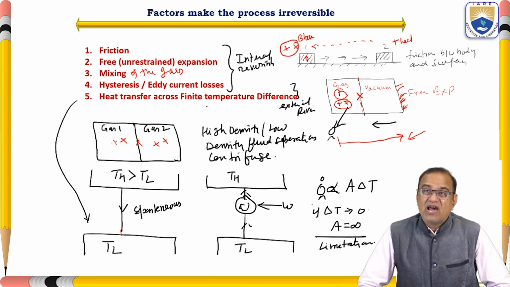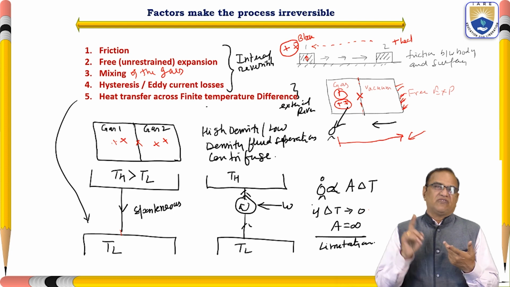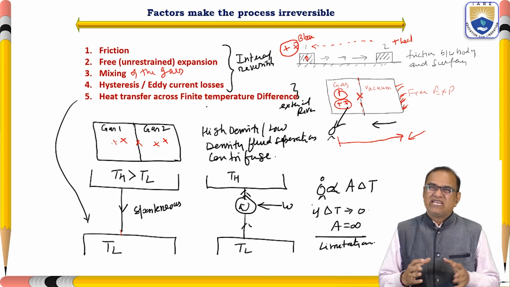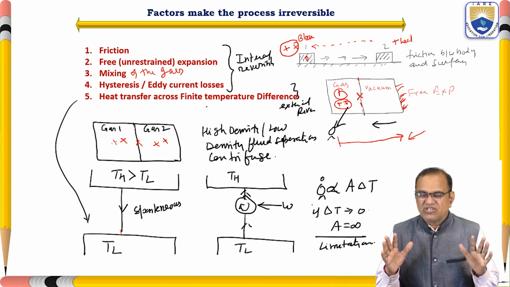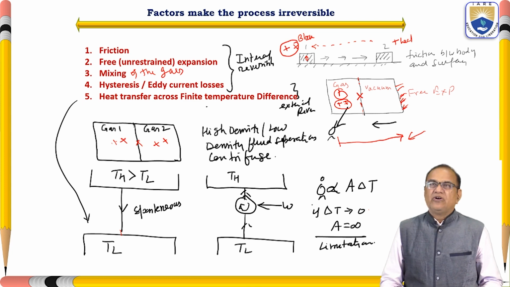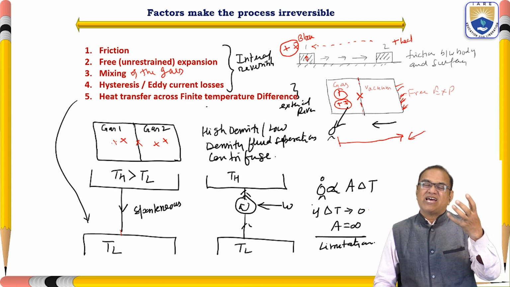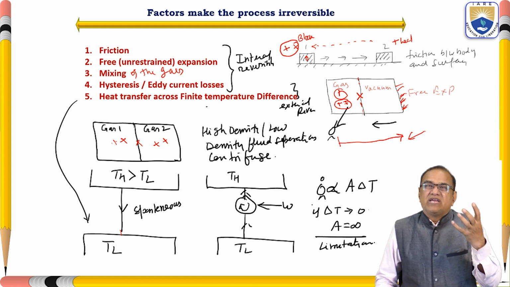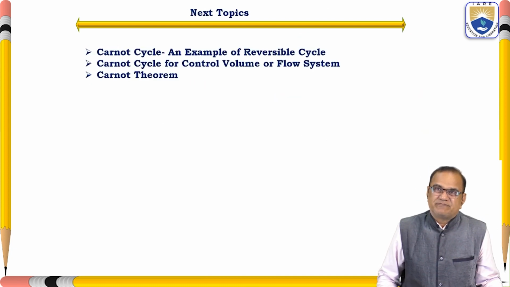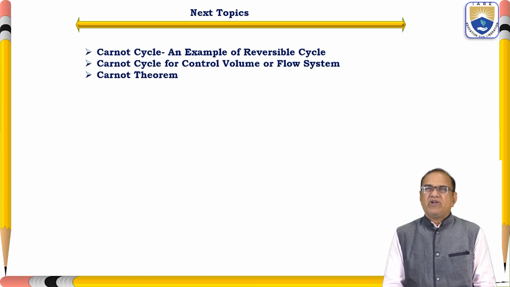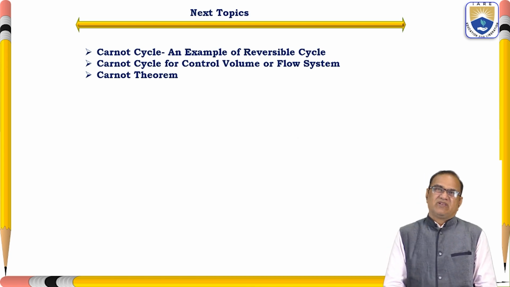Those factors are making the system irreversible: friction, free or unrestrained expansion, mixing of gases, hysteresis or eddy current losses, and heat transfer across a finite temperature difference. We always have to remember these 5 points, because these 5 points are making the system non-ideal. The next topic I am going to discuss is the Carnot cycle, an example of a reversible cycle.